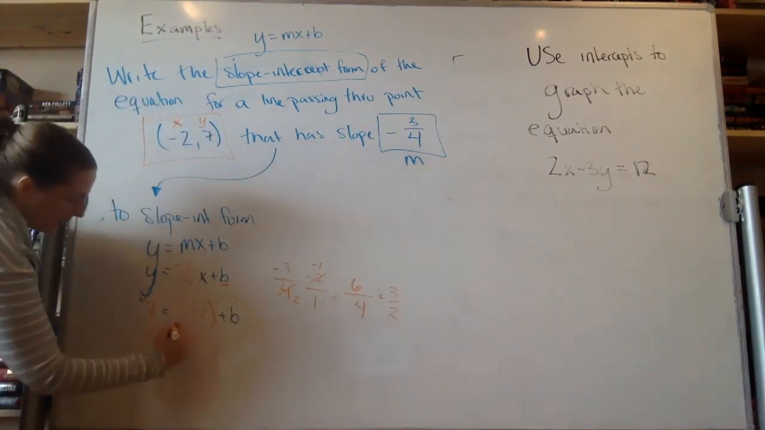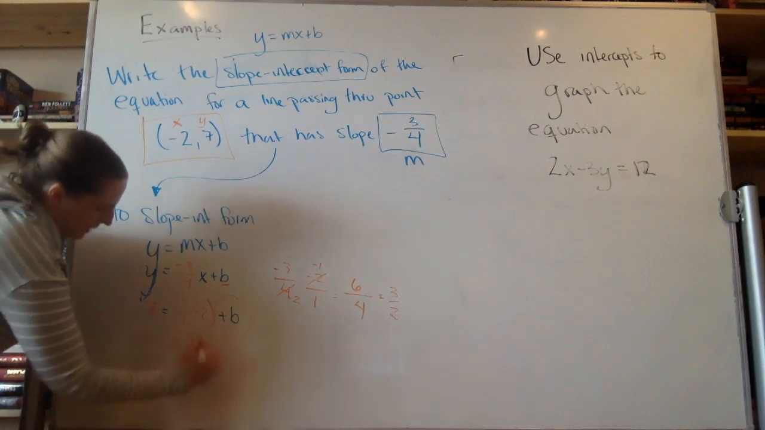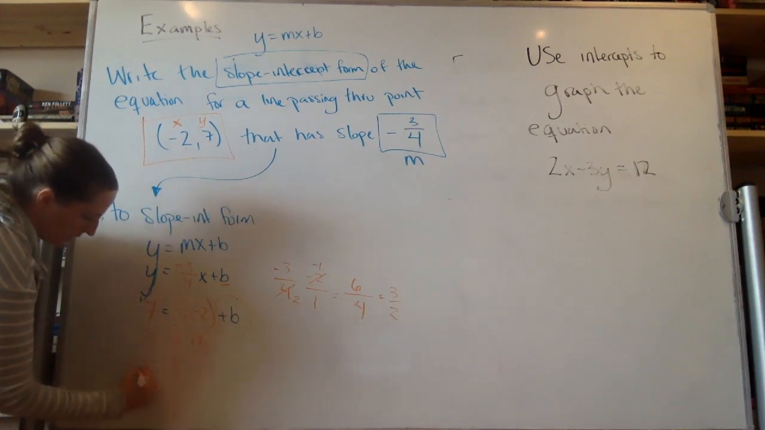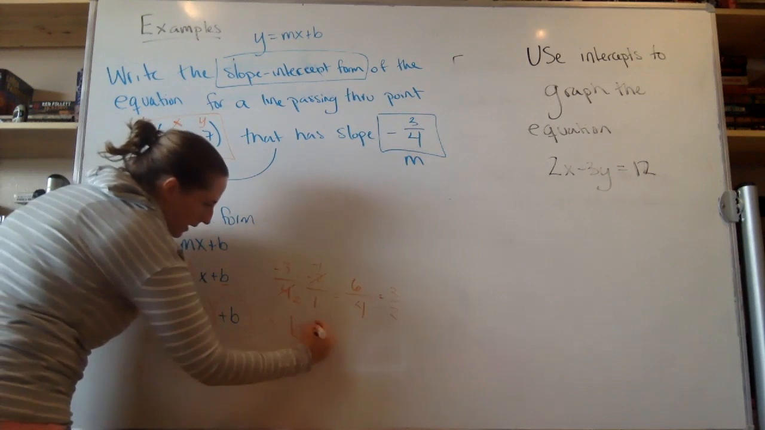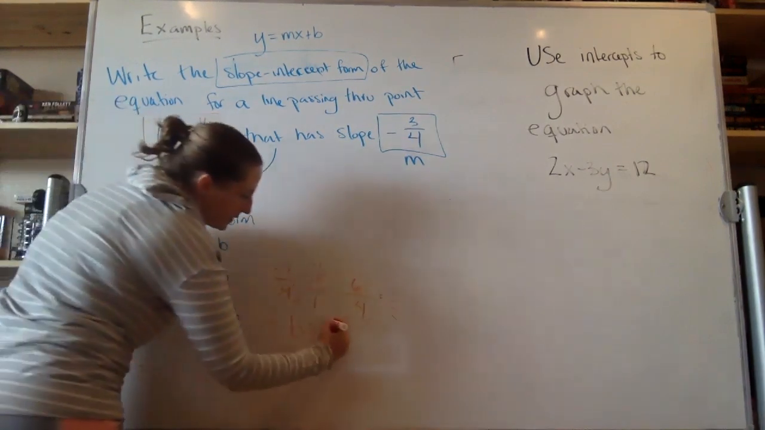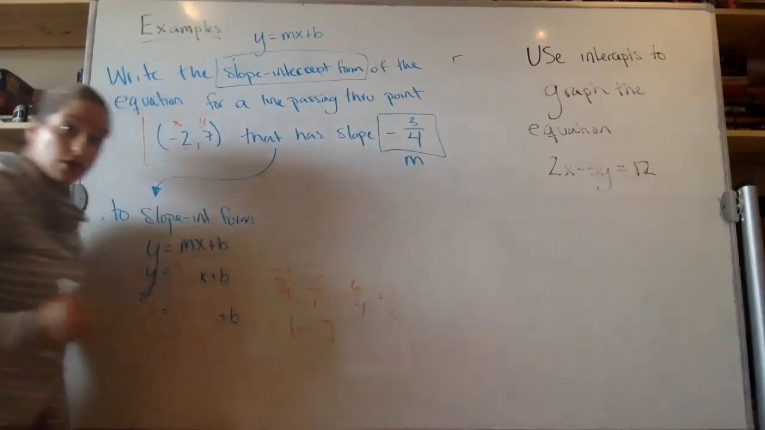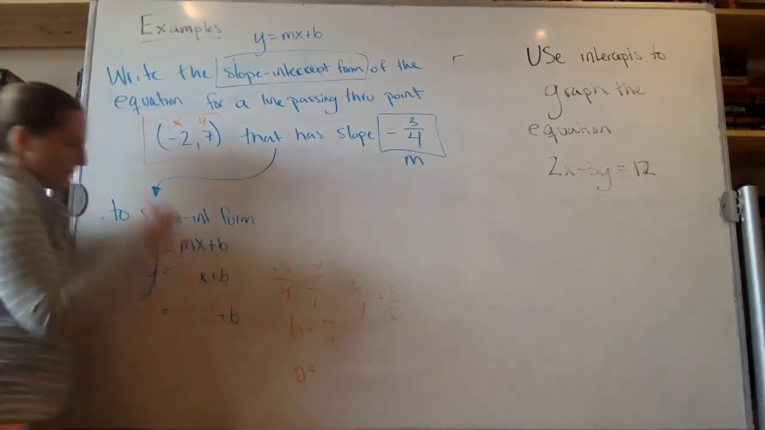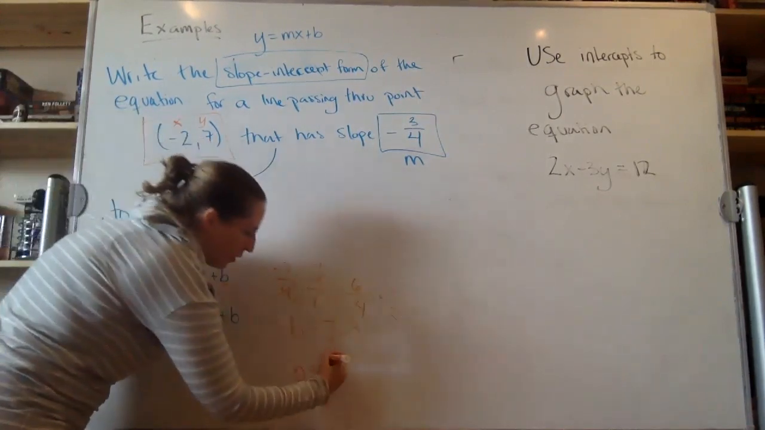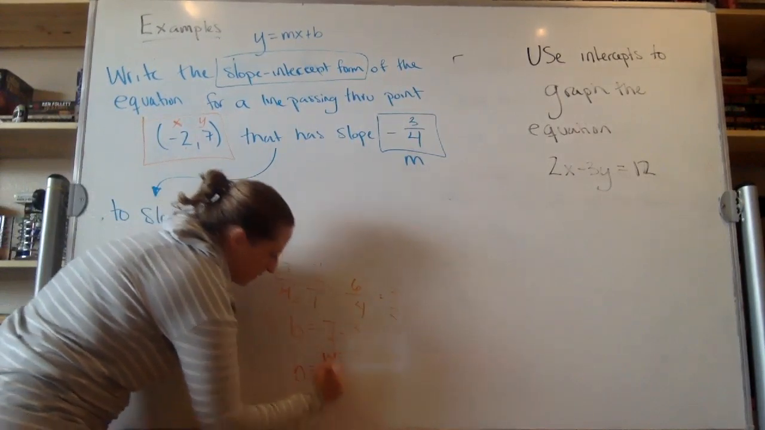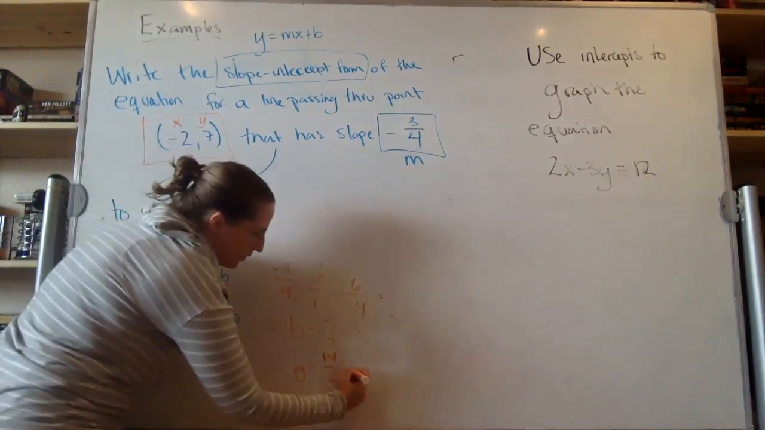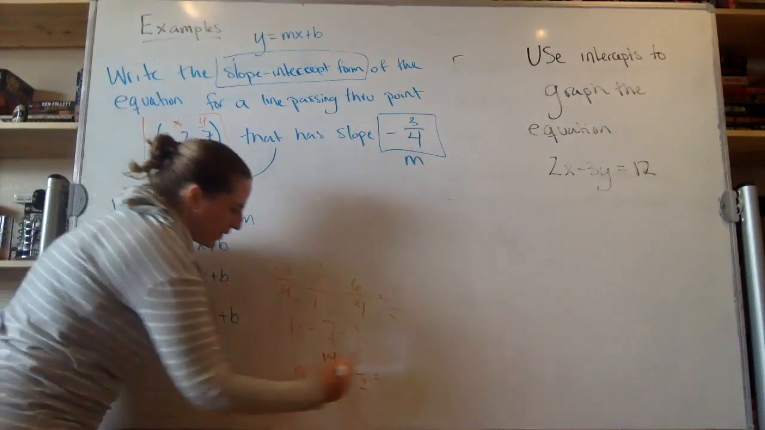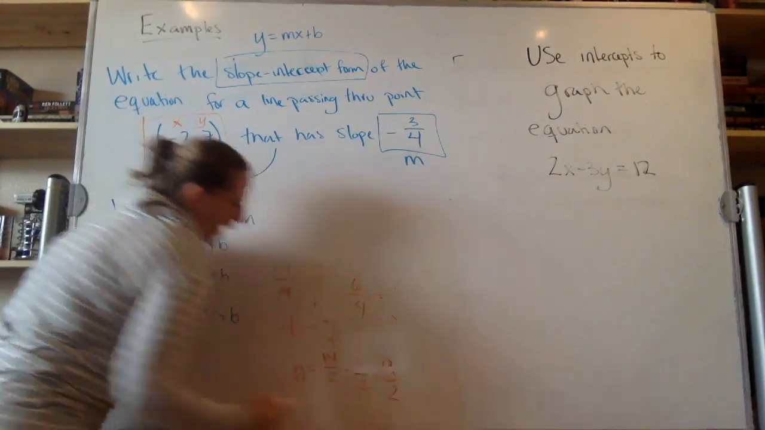So I'm left with 7 equals 3 halves plus b. Still trying to solve for b. To solve for b, I need to subtract 3 halves from both sides. So I get b equals 7 minus 3 halves. In order to do that subtraction, I actually have to get a common denominator. My common denominator is going to be halves. In 7 wholes, there are 14 halves. So 7 is the same thing as 14 over 2. 14 over 2 minus 3 over 2. If I have 14 halves and I take away 3 of those halves, I'll be left with 9 halves.